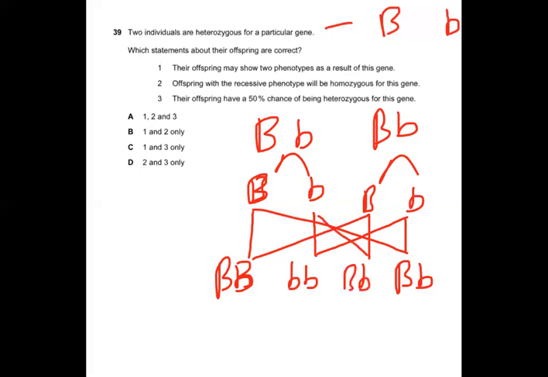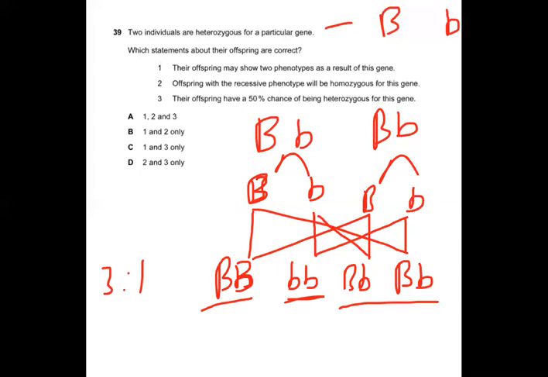So the ratio of the phenotypes is 3:1, as three have a dominant phenotype and this one has a recessive one. Now the first statement was their offspring may show two phenotypes as a result of this gene. That is correct because there are three showing a dominant phenotype and one showing a recessive phenotype. So both phenotypes are being shown.